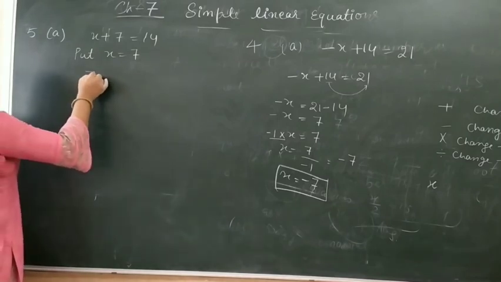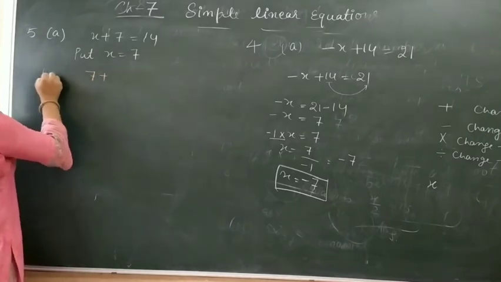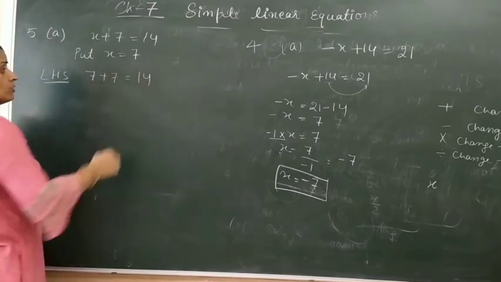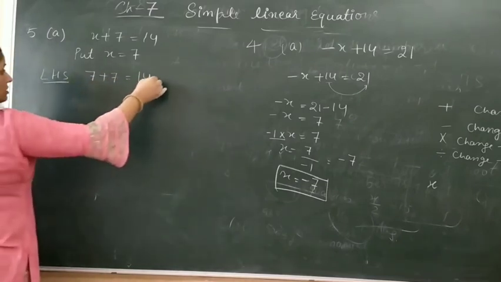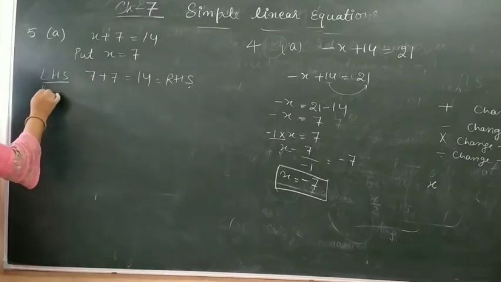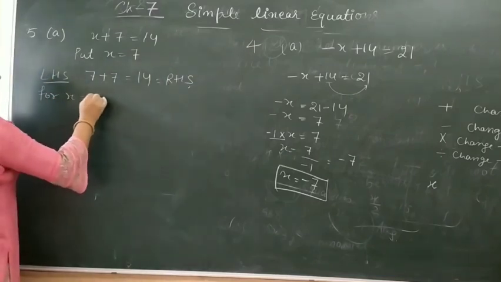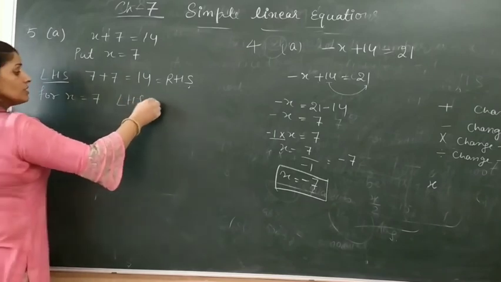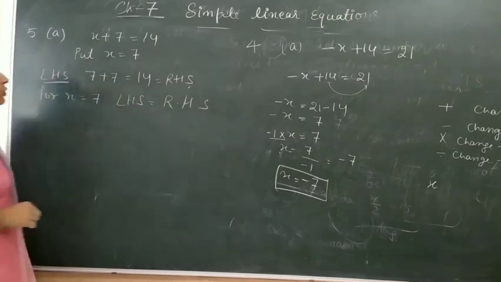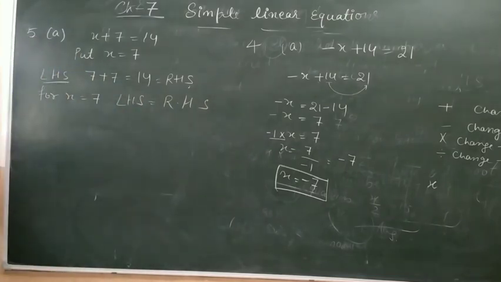Then put 7 plus LHS. 7 plus 7, that is 14. Yes, it is equal to RHS. 4x is equal to 7. LHS means left hand side is equal to right hand side. So the x is equal to 7 is the root of given equation.